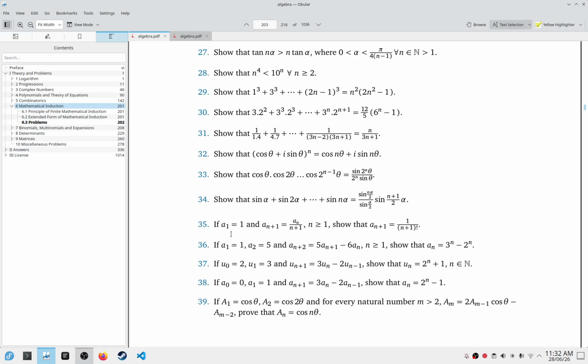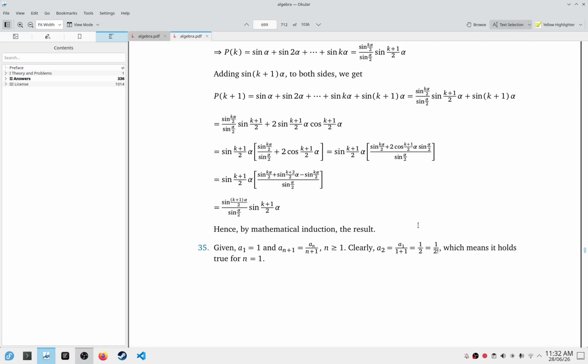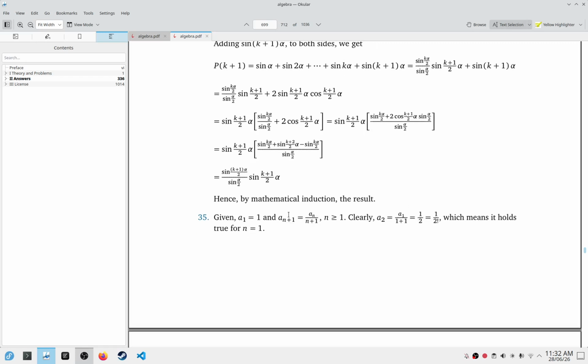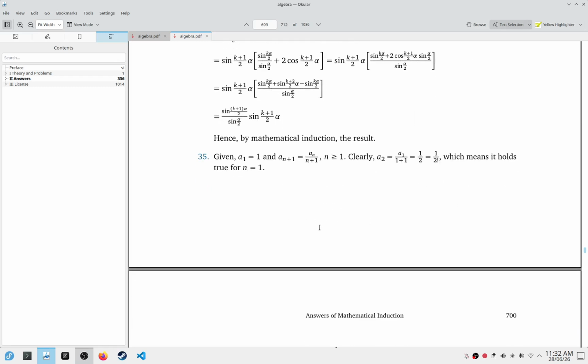Question 35 says that if a1 is equal to 1 and a(n+1) is equal to a(n) over (n+1), for n greater than or equal to 1, then show that a(n+1) is equal to 1 over (n+1) factorial. So we have this relationship given. We compute a2. a2 is equal to 1 by 2, that is 1 by 2 factorial, which means it holds for n is equal to 1.